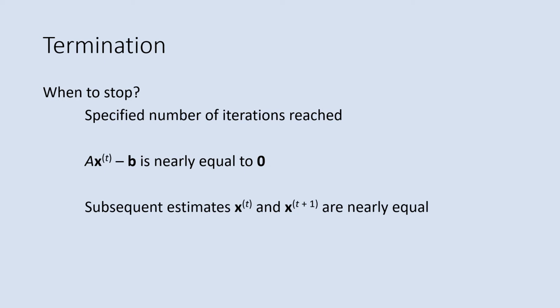Another termination procedure sometimes is if subsequent estimates are really, really close together. If they're exactly the same, then what's going to happen? If you put in x_t, the t-th estimate, and get out the same answer, then you're going to get the same answer from then on. So sometimes you would say, well, if I get the same answer twice in a row, I might as well stop. I'm not going to get any other answer.